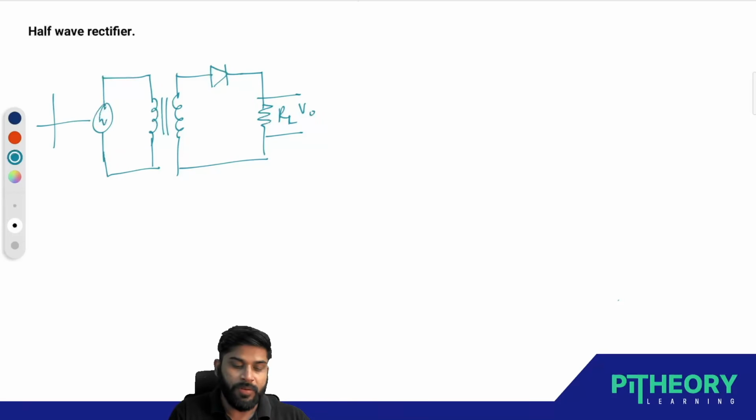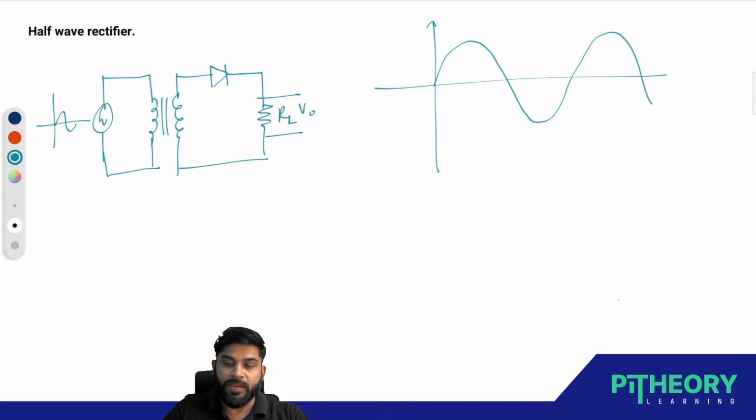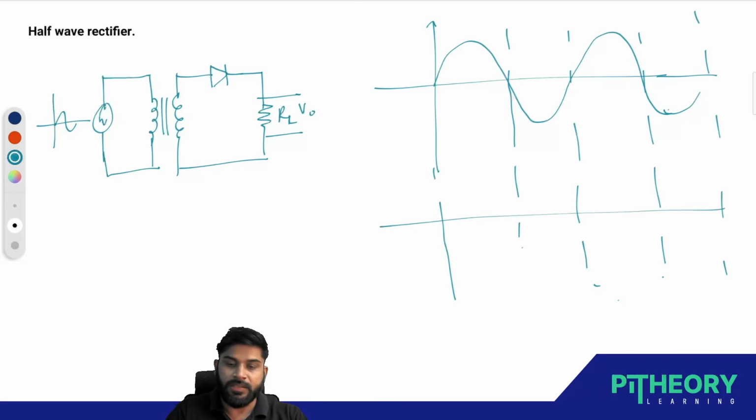Here is the input you will be getting, the input AC wave that will be applied. So if you are marking the input waveform, it is like this, let's say this is how the input waveform looks, I'm drawing it randomly. This is the input waveform, with the different positive and negative half cycles.